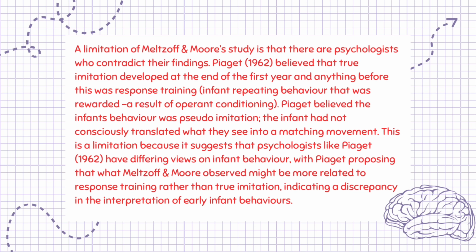This is a limitation because it suggests that psychologists like Piaget, 1962, have differing views on infant behavior, with Piaget proposing that what Meltzoff and Moore observed might be more related to response training rather than true imitation, indicating a discrepancy in the interpretation of early infant behaviors.